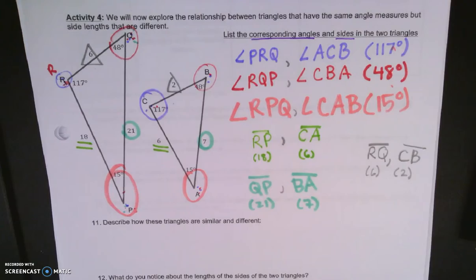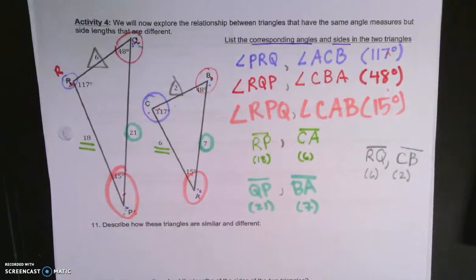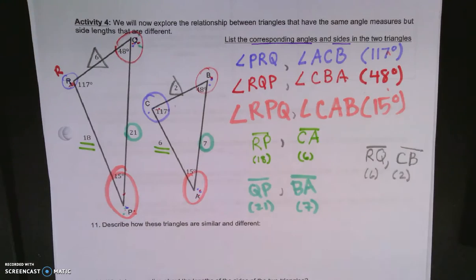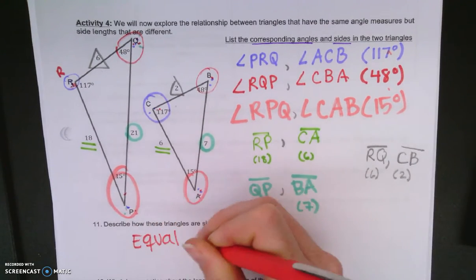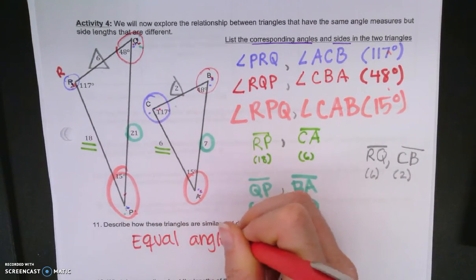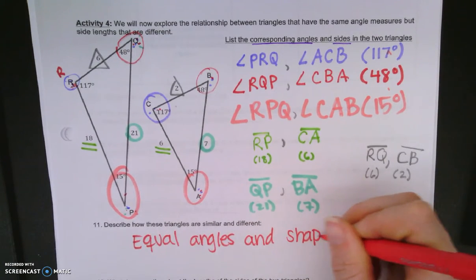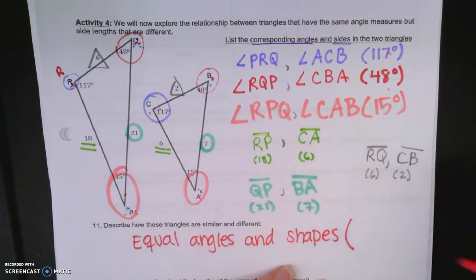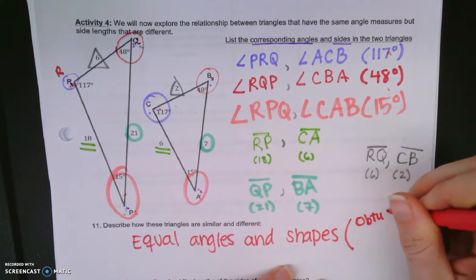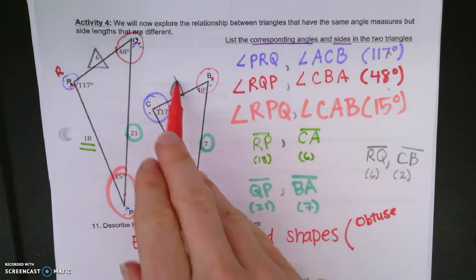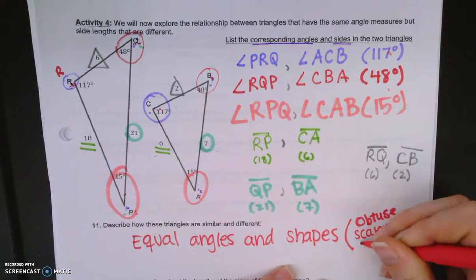So how are these two triangles similar and how are they different? Well, they have equal what? What do you know are the same here? Oh, they have equal angles. Equal angles. And well, they're both triangles. Equal angles and shapes. If we wanted to classify these triangles, what would they be? Well, 117 degrees makes this, that's right, obtuse. And the three different side lengths makes that, that's right, scalene. Obtuse, scalene triangles.